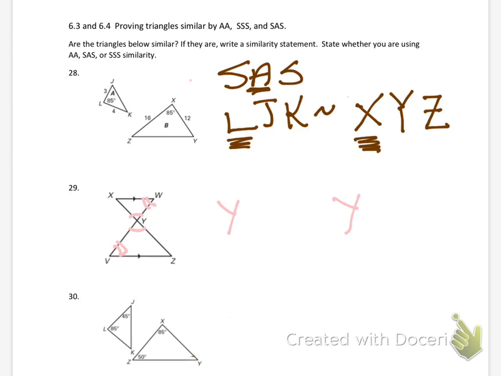In the top triangle, go to the W next, because you know that W equals the V. So in the bottom triangle, go to the V next. Then in the top triangle, the remaining letter is the X. And in the bottom triangle, the remaining letter is the Z. And that is your similarity statement. So we have YWX is similar to YVZ. Okay? Let's do the next one.